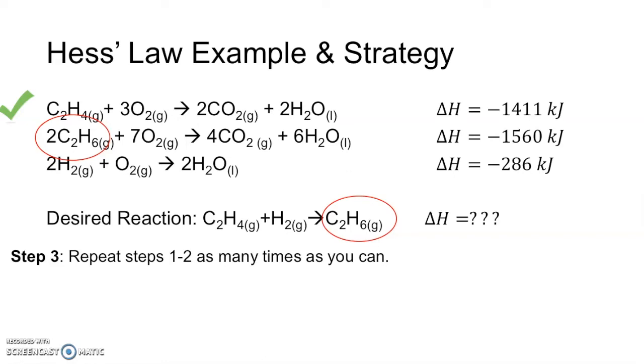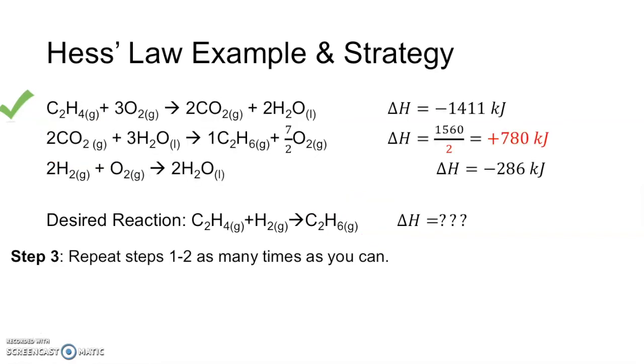If you have a look at the C2H6 in the second chemical reaction that's given, it has a coefficient of 2 in front, and it's on the left side of the arrow. So we have to manipulate that second equation, and here's how we do it.